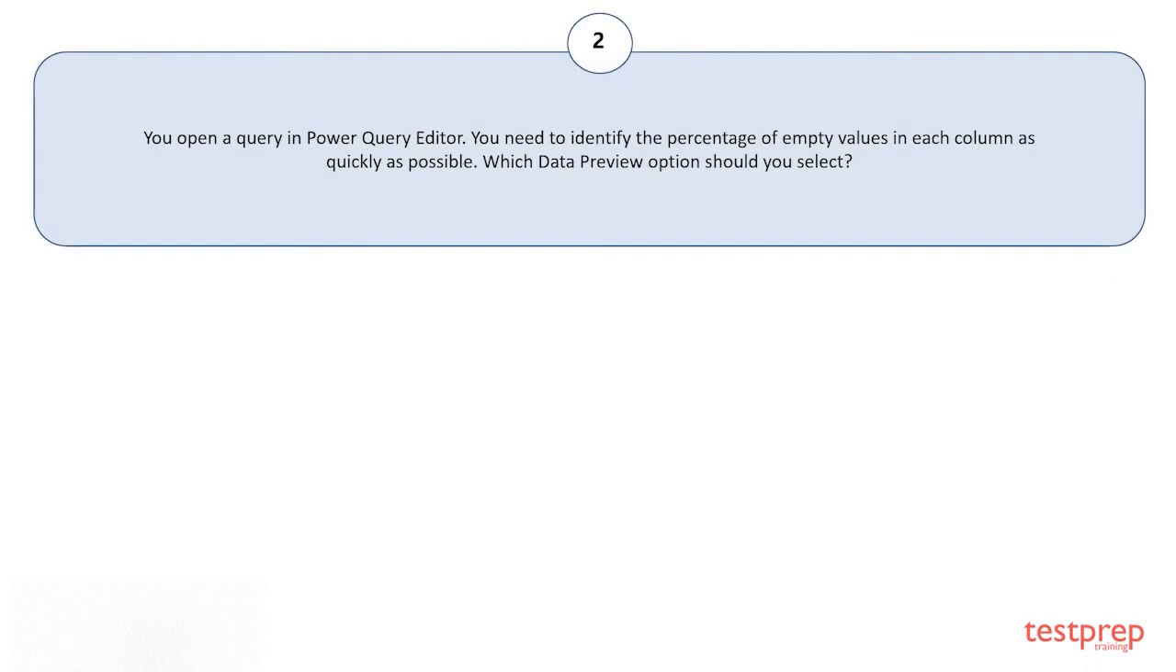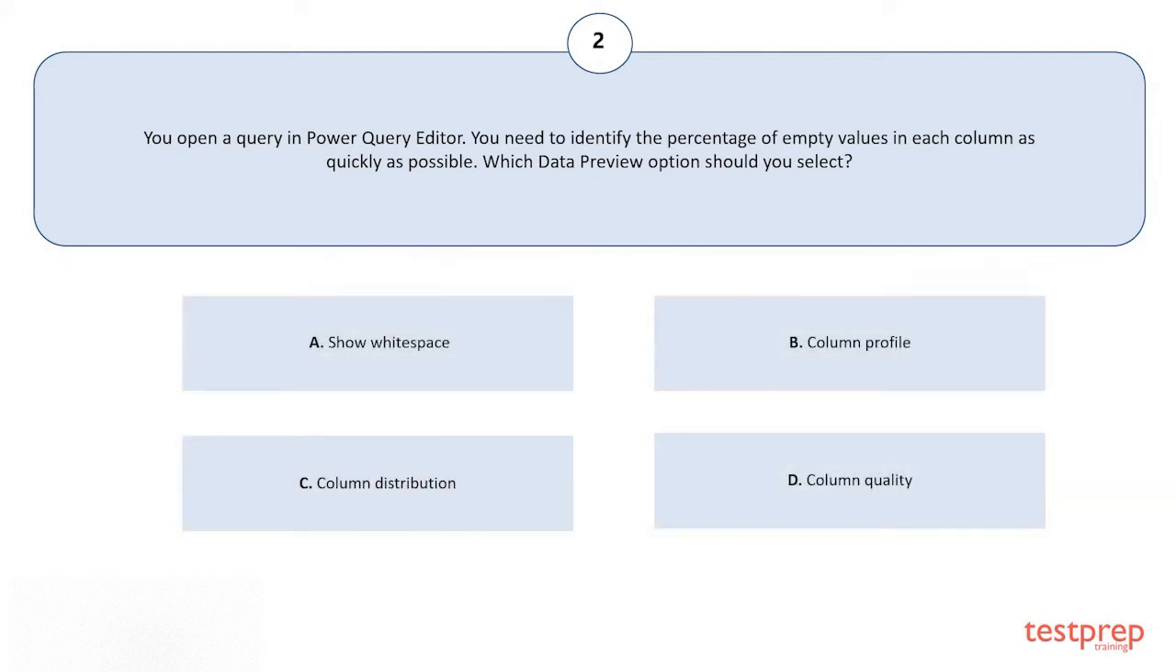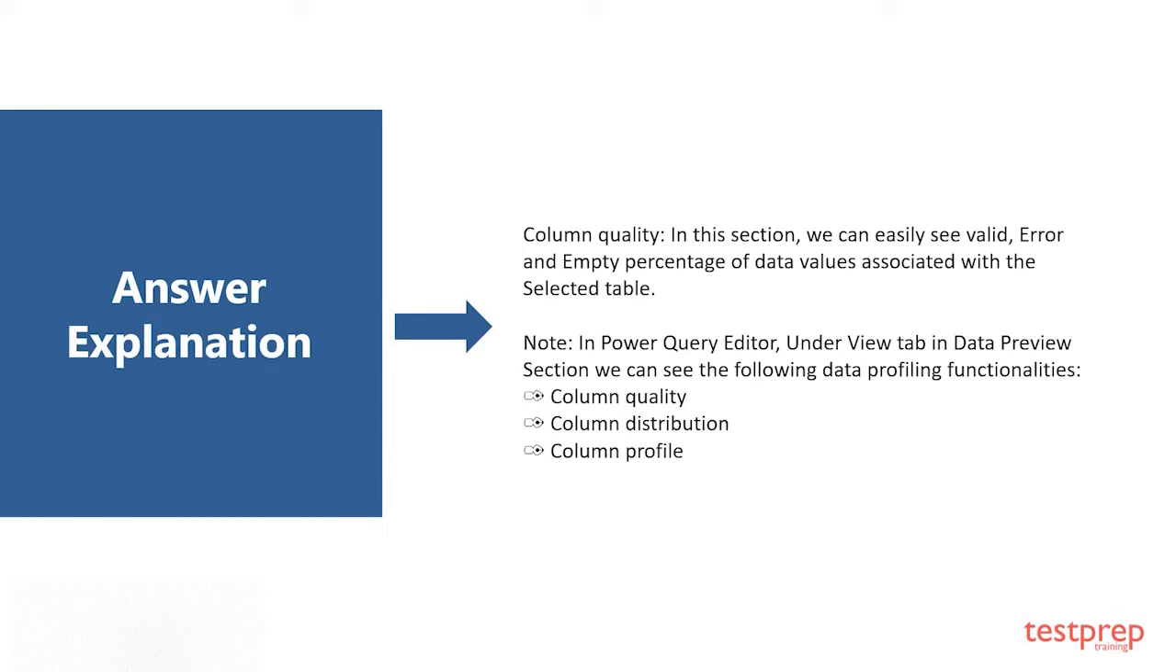Question number 2. You open a query in Power Query Editor. You need to identify the percentage of empty values in each column as quickly as possible. Which data preview option should you select? Your options are A. Show whitespace, B. Column profile, C. Column distribution, D. Column quality. The correct answer is option D. You can refer the following for the explanation of the answer.